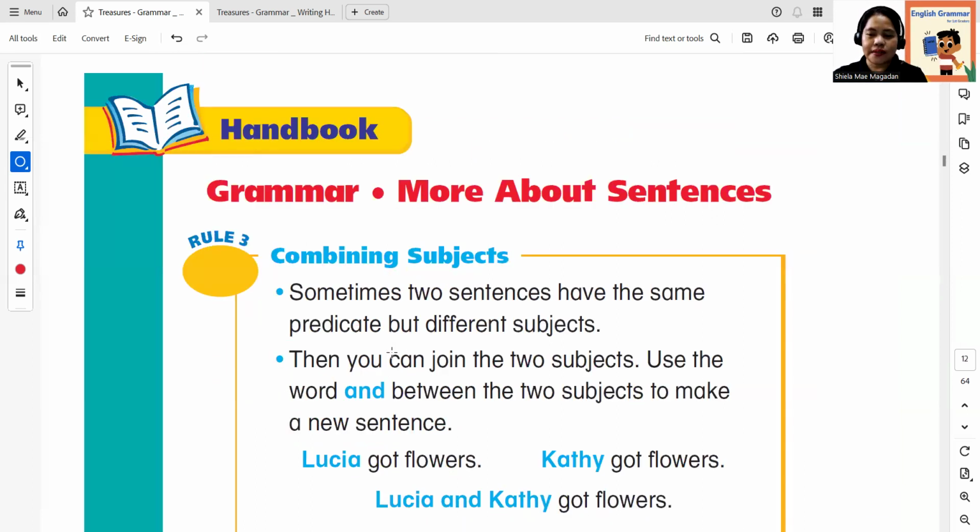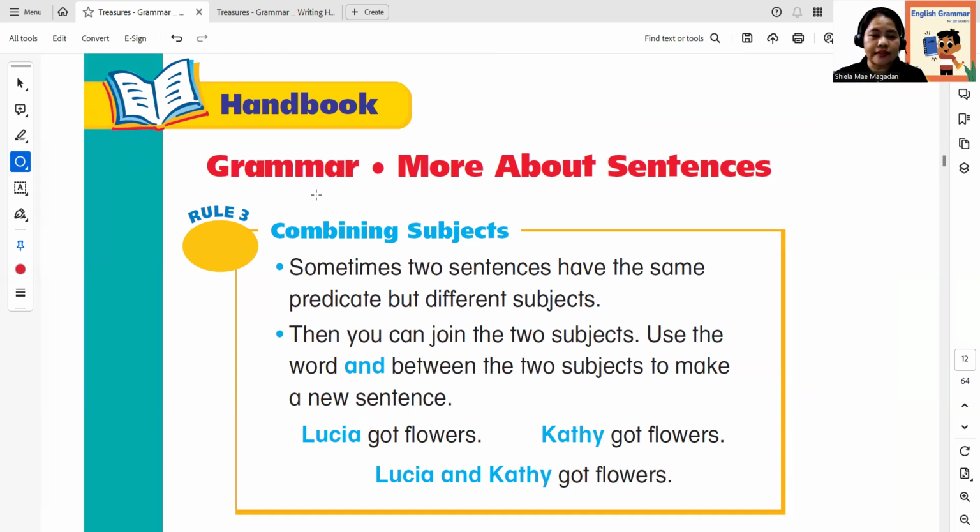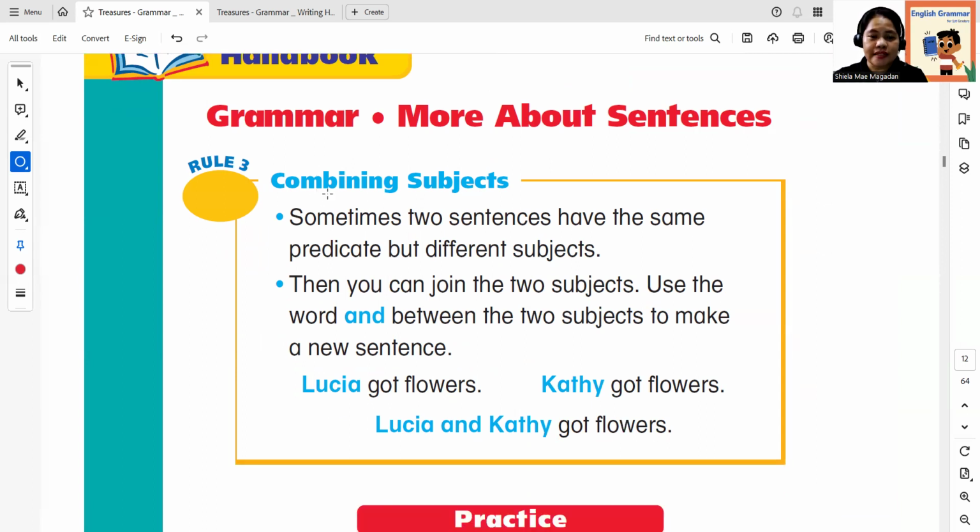Now let's proceed to the next part. Grammar, more about sentences. Now we are done with subjects and predicates. Let's proceed to combining subjects. Sometimes we have two sentences that have the same predicate but different subjects.